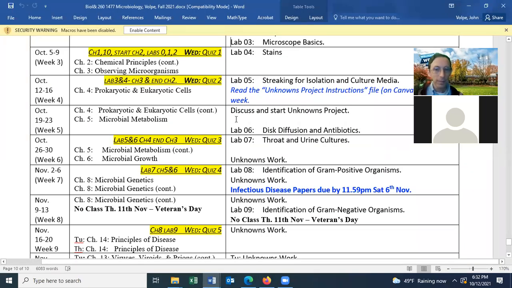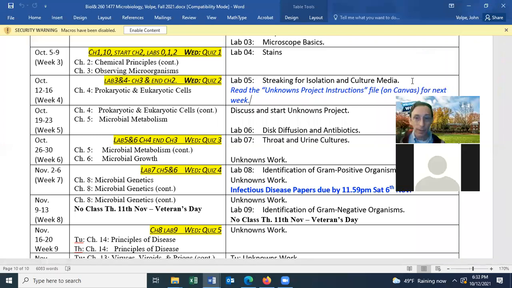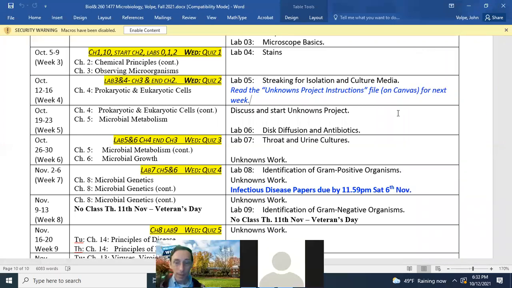So we're going to be talking about Lab 5 today, streaking for isolation and culture media. Also read the unknown projects file, the instructions on Canvas for next week. I'm going to talk about the unknown project next week. And it looks like, am I sharing my screen? Anyone confirm that? Oh yeah, I am.